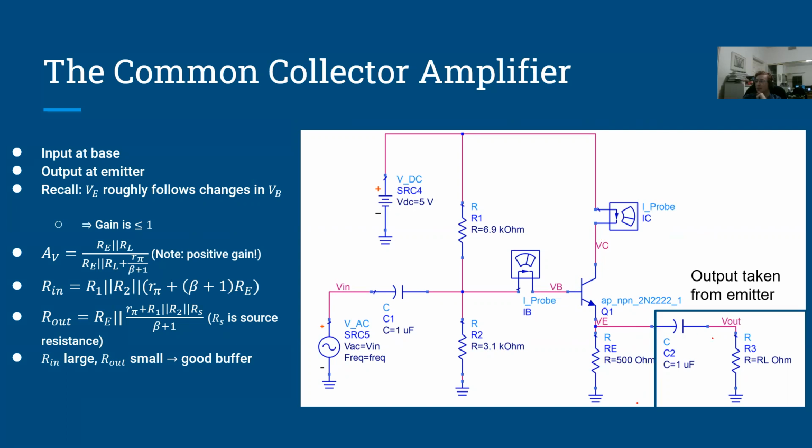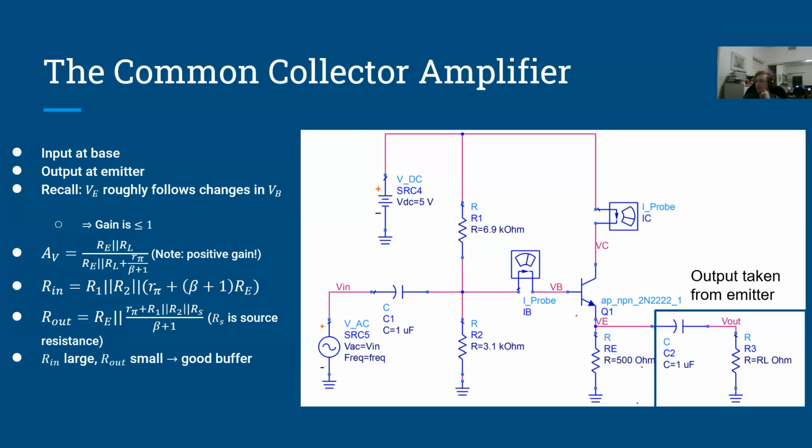And so that's basically what's happening. Instead of taking the output from the collector and having a resistor converting the collector current into voltage, we're taking the output from the emitter instead, and there's no shunt capacitor across RE anymore. So what effect does that have?